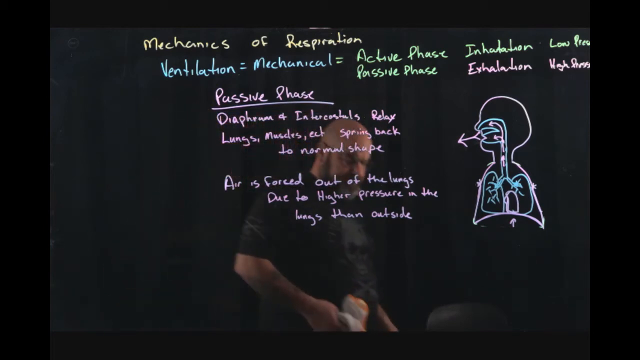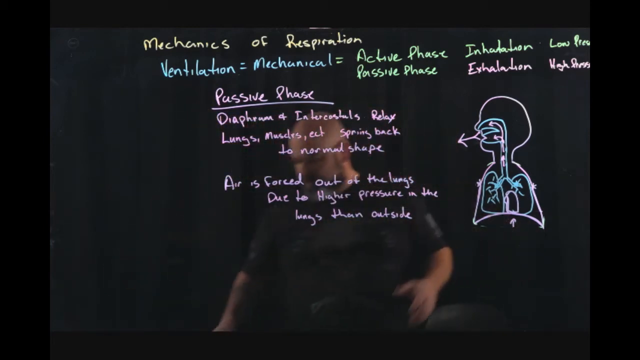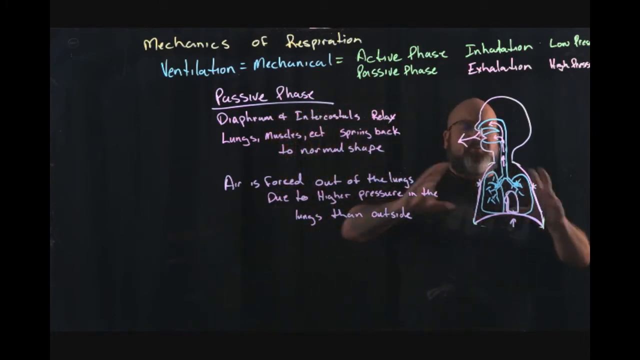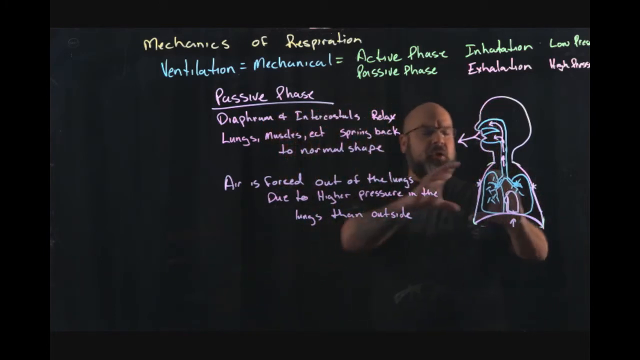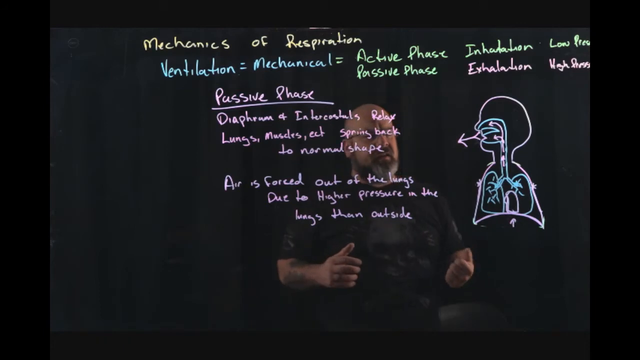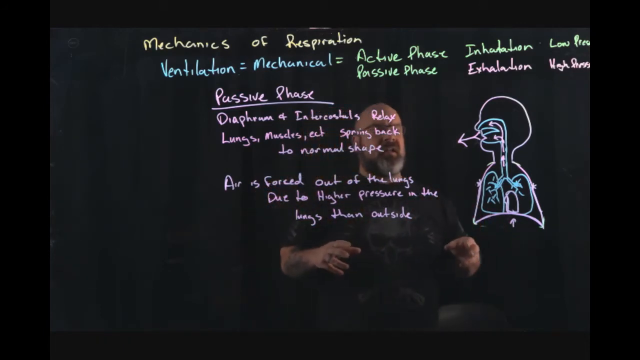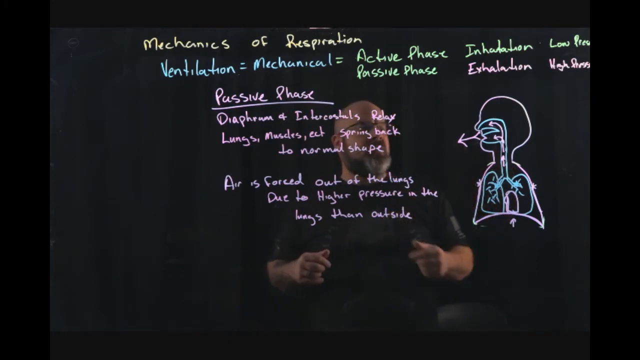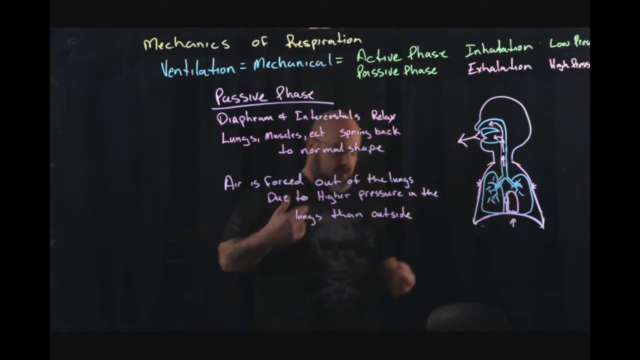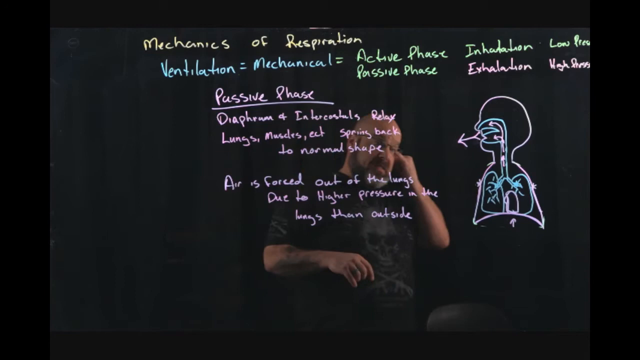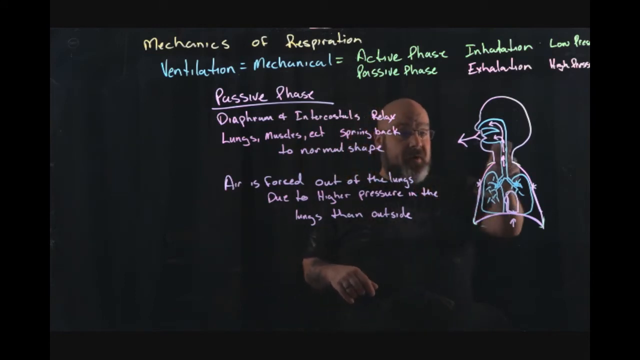So you'll notice that through all this talk about creating the pressure gradients, creating a lower pressure within the lungs, drawing air in, then relaxing, and creating a higher pressure gradient within the lungs, forcing air back out. It is essentially a one-way in-out system. It has to come through the upper airway.